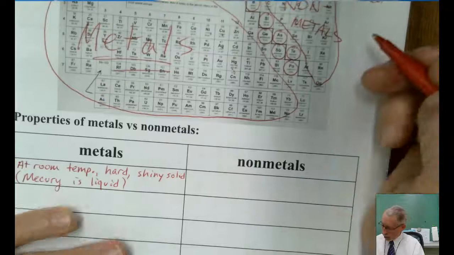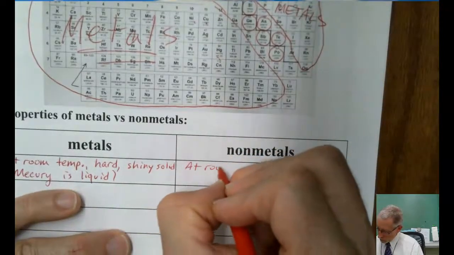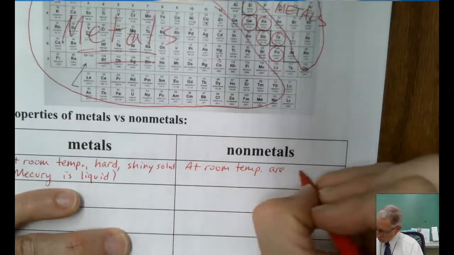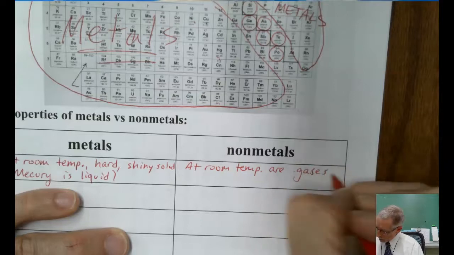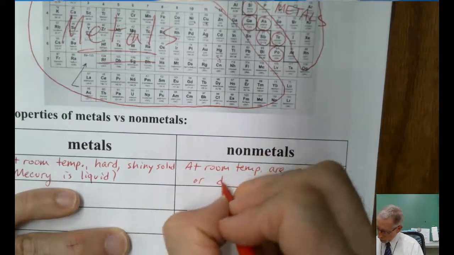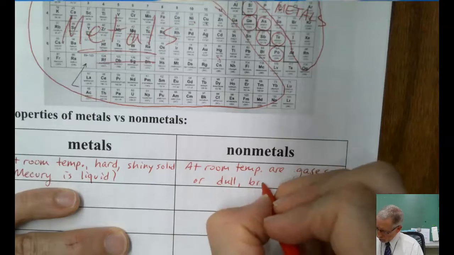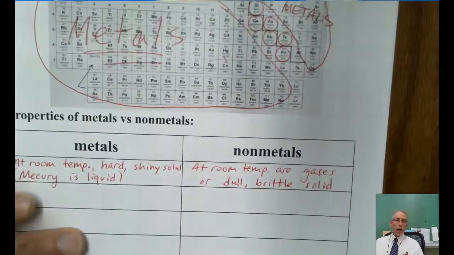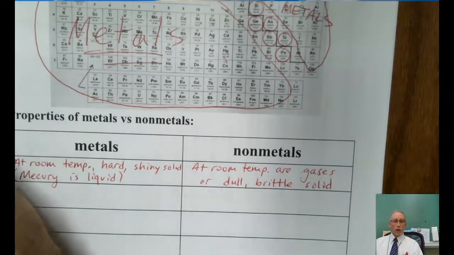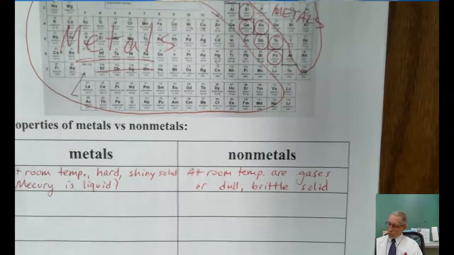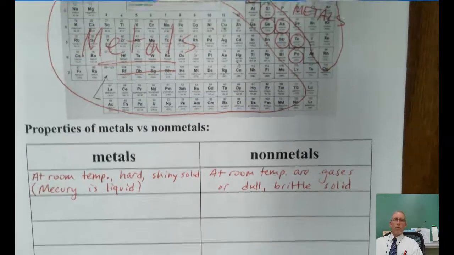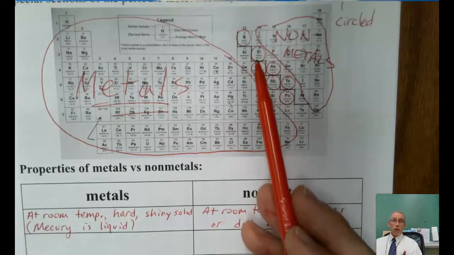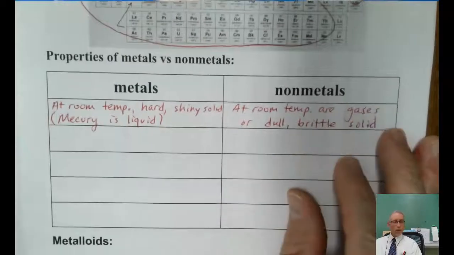And most of the nonmetals at room temperature are either gases or dull, brittle solids. So if they're solid at all, they're not things that are real hard and shiny. They might break on you. And if you think about some of the elements you know among the nonmetals, nitrogen and oxygen, right? Those are definitely gases because we breathe those things.